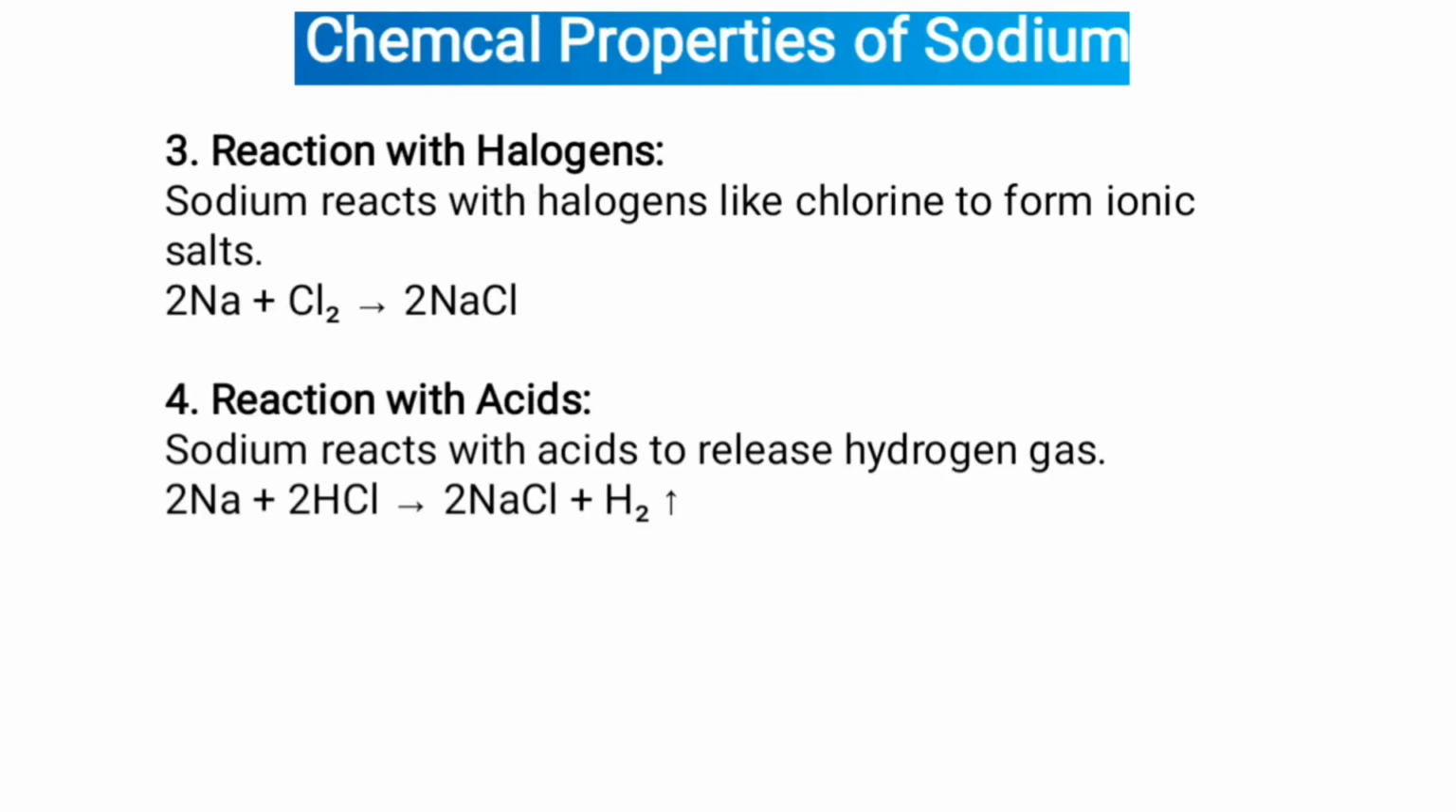Now, chemical properties of sodium, the third one. Reaction with halogens. Sodium reacts with halogens like chlorine to form ionic salt. 2Na plus Cl2 gives 2NaCl. And the fourth one, reaction with acids. Sodium reacts with acids to release hydrogen gas. 2Na plus 2HCl gives 2NaCl plus H2 gas, which is released.